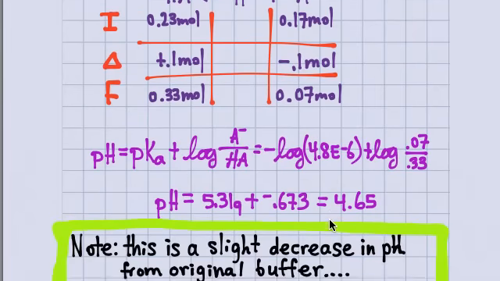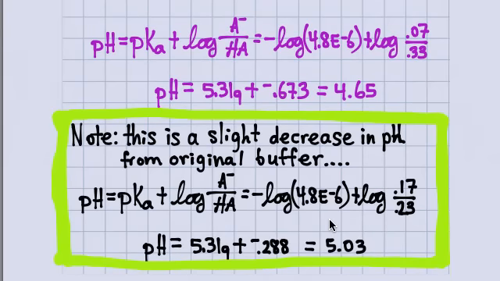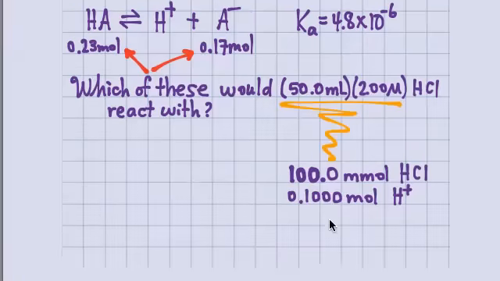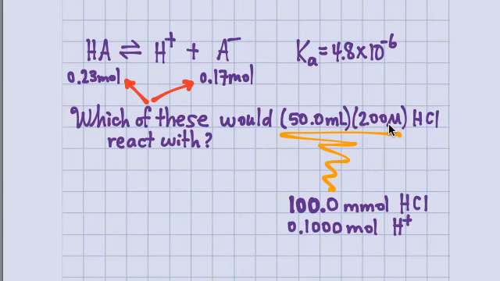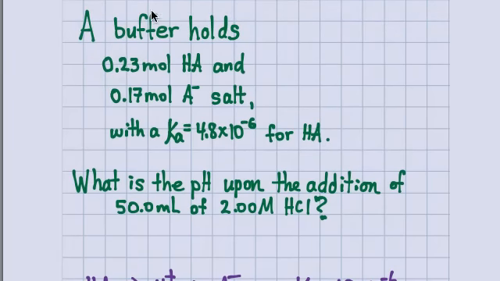Huh, interesting. I didn't do this calculation, but it is sometimes done, and it would be instructive, interesting perhaps. What if I added that 50 milliliters of 2 molar acid to straight up volume, straight up amount of this buffer?